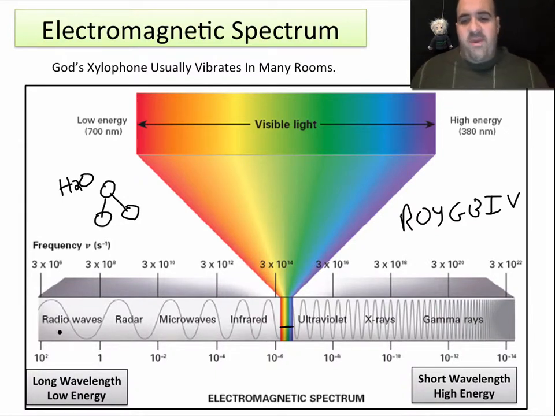And then, of course, radar and radio waves. But the main point is that there's a whole bunch of light that we cannot see, and this is the total spectrum of light.